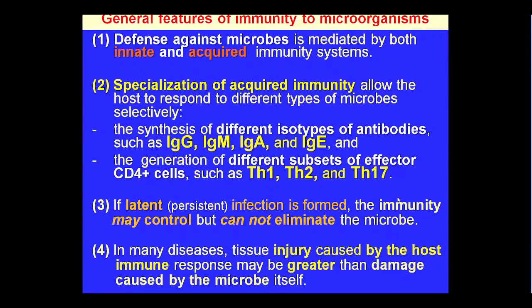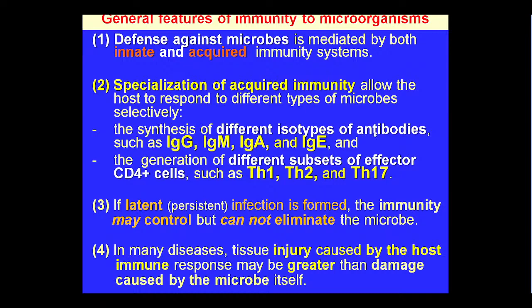So, general features of immunity to microorganisms of different types. First, defense against microbes is mediated by both innate immunity mechanisms and acquired immunity mechanisms. Of course, in real life, they collaborate. Second characteristic: all the immune responses to different microbes are specialized. Specialization of acquired immunity allows the host organism to respond to different types of microbes selectively.